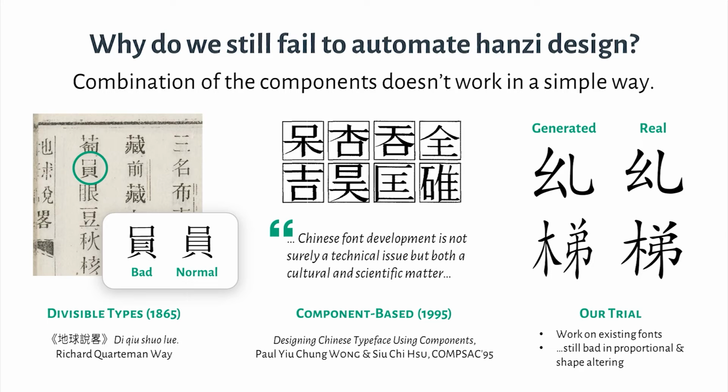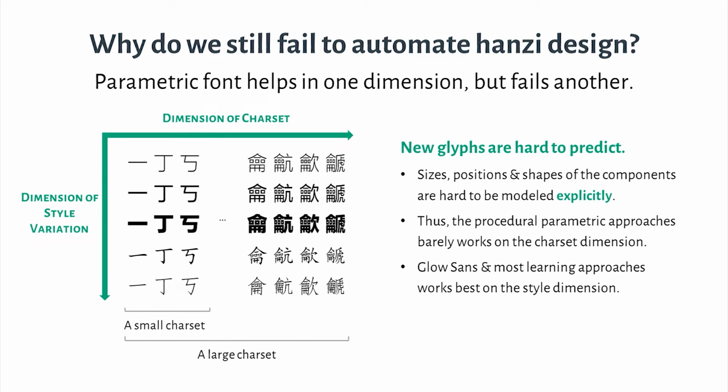I here cite a conclusion in Wang and Xu's paper for designing Chinese typefaces using components in 1995. They said that Chinese font development is not merely a technical issue, but both a cultural and scientific matter. Well said. Combinations of the basic components don't work in a simple way. We sometimes overlook the fact that different technical methods have different functionalities. For the Hanzi design scenario, because the design process becomes complex, we must be clear about in which aspect a technical method works best.